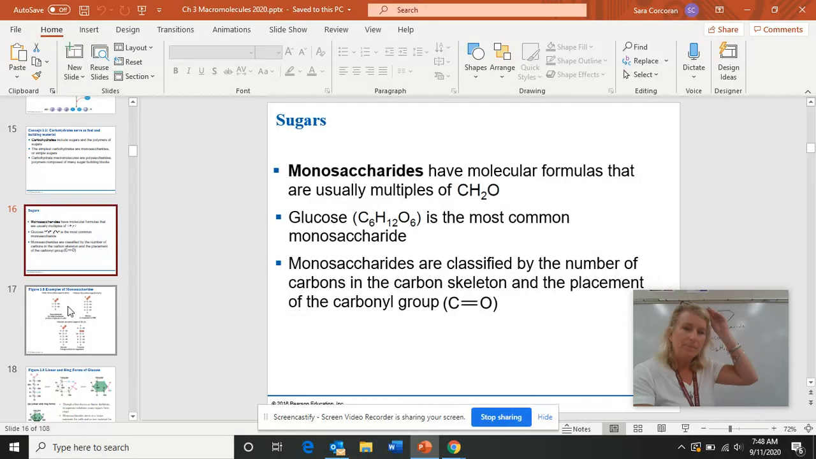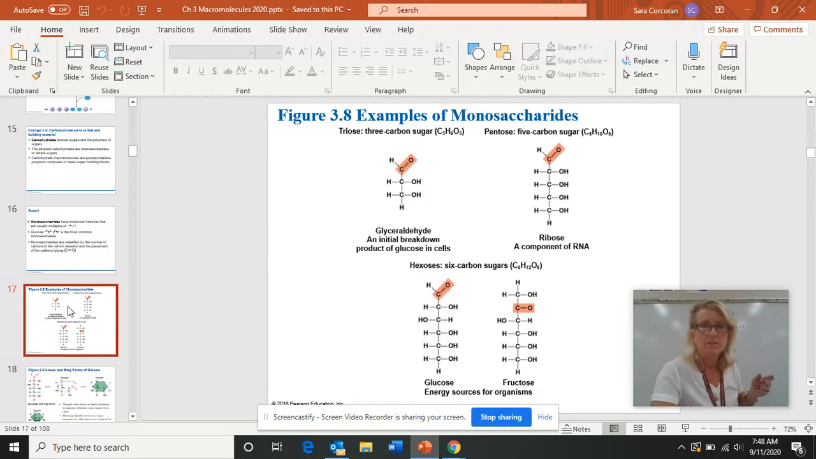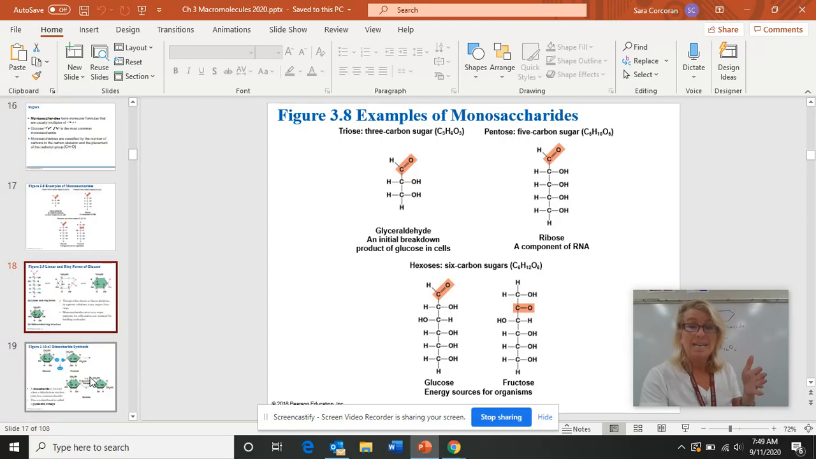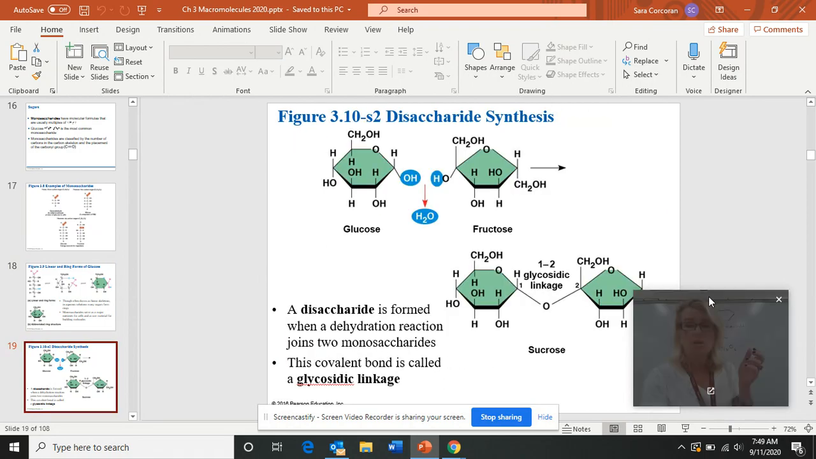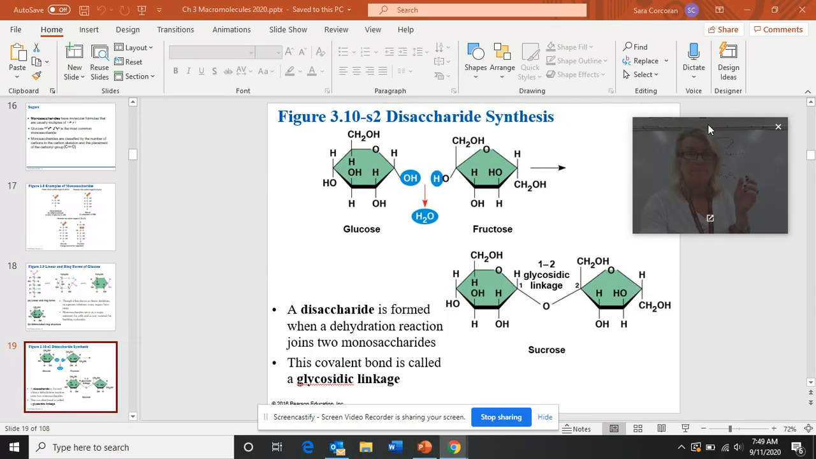All right, examples of monosaccharides. We have ribose right here. This is written in its linear form, but like I said, most generally, they're going to be in rings when they are in an aqueous solution. When 2 monosaccharides join together, it's called a disaccharide, okay? The bond that forms is called a glycosidic linkage. You don't need to know the numbers of the carbons, but you need to know that when one monosaccharide joins another, it's called glycosidic linkage.